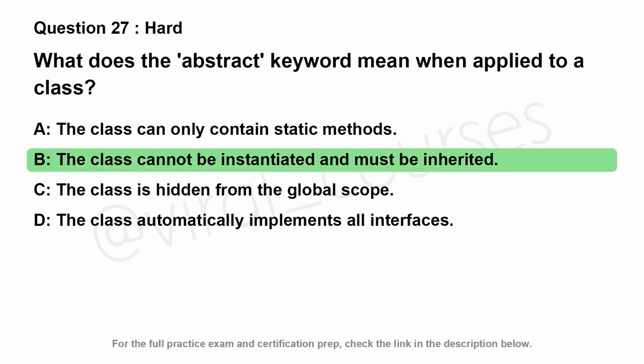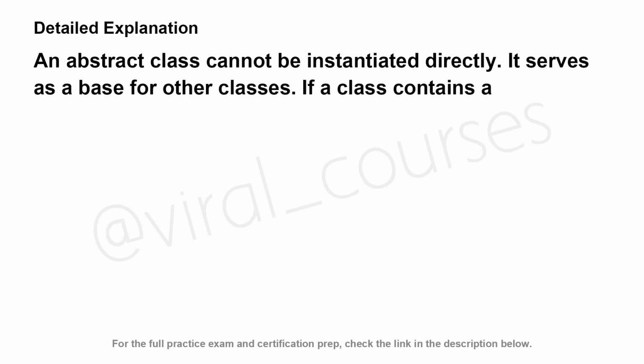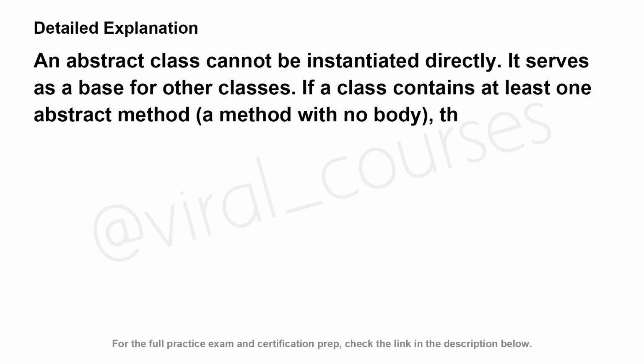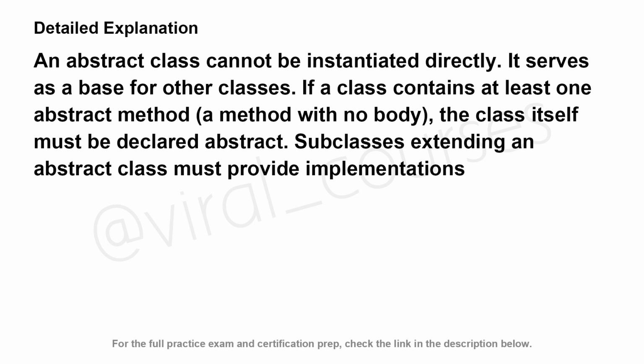The correct answer is B. An abstract class cannot be instantiated directly. It serves as a base for other classes. If a class contains at least one abstract method, a method with no body, the class itself must be declared abstract. Subclasses extending an abstract class must provide implementations for all abstract methods.